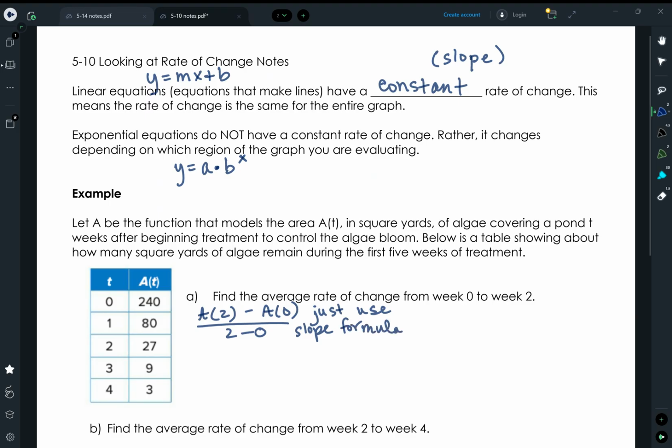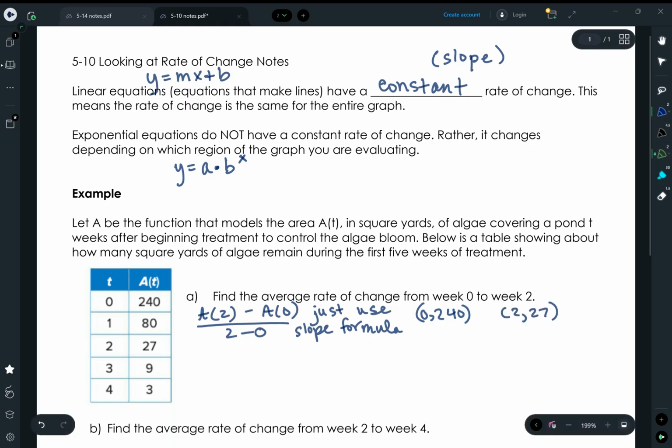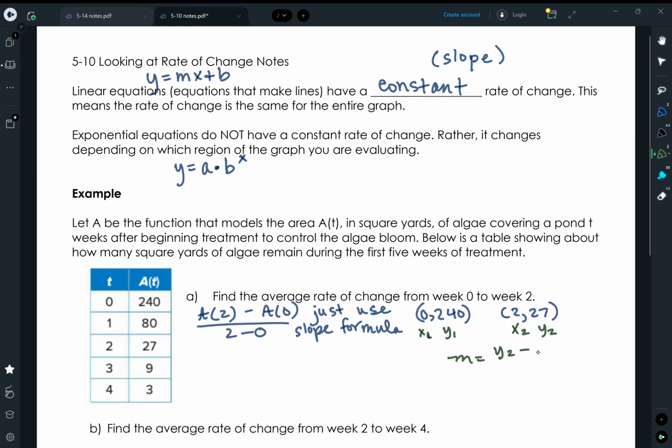And so I'm trying to find the slope between the 2 points. The point where I have week 0, well, week 0 is 0, 240, and at week 2, I have 2, 27. So if we think about our ordered pairs, this is my x1, y1. This is my x2, y2. And my slope formula was just y2 minus y1 over x2 minus x1. I am still just doing a slope formula. And I can even just call it m.